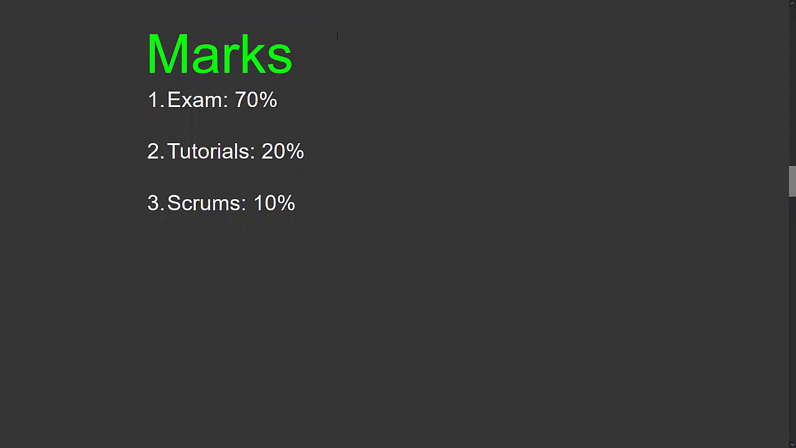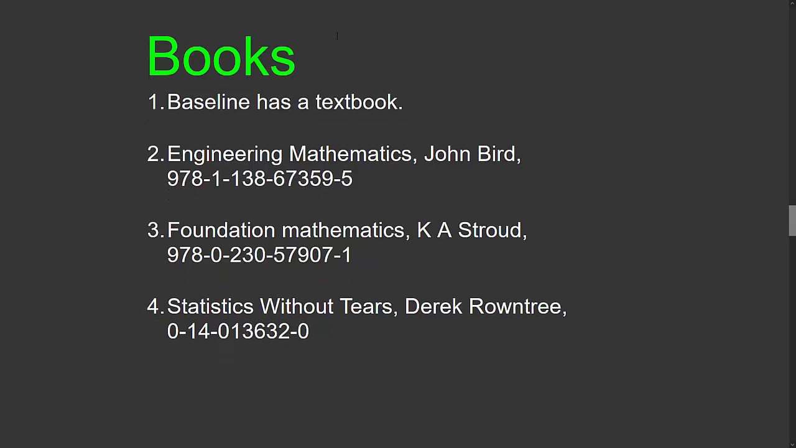70% for the exam. The tutorials you get 20%, and for the Scrums, so the tutorials are the online tutorials, so the questions that you'll get on a weekly basis, there are 10 of them, so each one is worth 2 marks. And then the Scrums, you get 1 mark for attending and 1 mark for doing a presentation, which, if you think about it, is going to give you 12 marks, so that gets factored down to give you a total of 10%. Okay, 70 plus 20 plus 10 equals 100, and that's where the marks for the module come from.